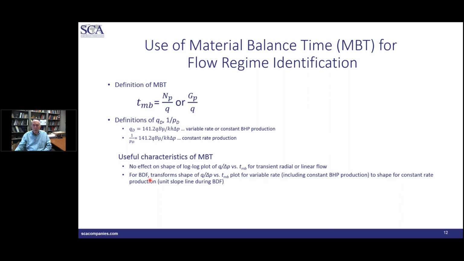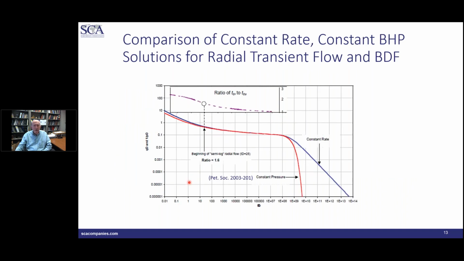However, when the well gets to boundary dominated flow, when it achieves this volumetric flow regime that I described earlier, if we plot versus material balance time, that will change the shape of the Q over delta P plot on the material balance time plot, and it will cause the shape to be the same as the shape for constant rate production. That is, we will get a unit slope line during boundary dominated flow. Now, I realize that all this is just words. We really need to see some graphs to understand what I'm driving at. So, look at a couple of figures with you.